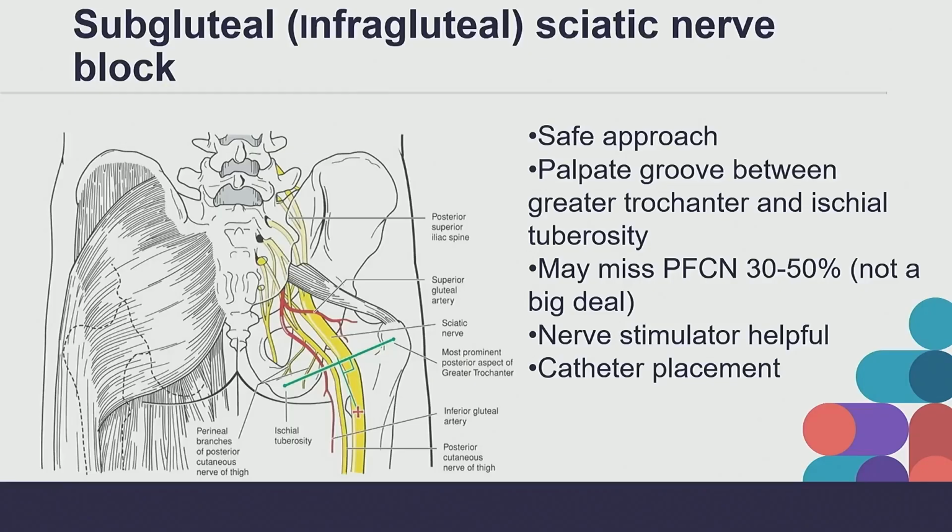The subgluteal approach is also a very safe approach. You can palpate the groove between the greater trochanter and the ischial tuberosity. By coming down a little distally than the transgluteal, you may spare that posterior femoral cutaneous nerve in about 30 to 50%. And then using a nerve stimulator here is helpful. And then it's a great spot for you to thread a little catheter there if you need it for like an above the knee amputation.